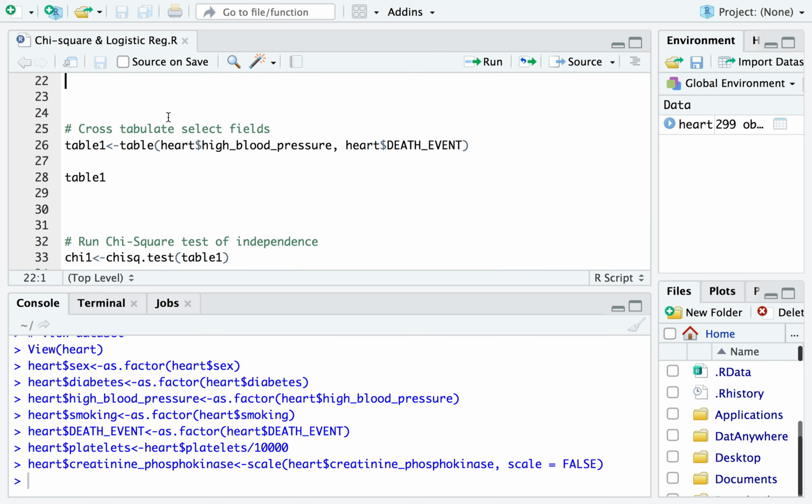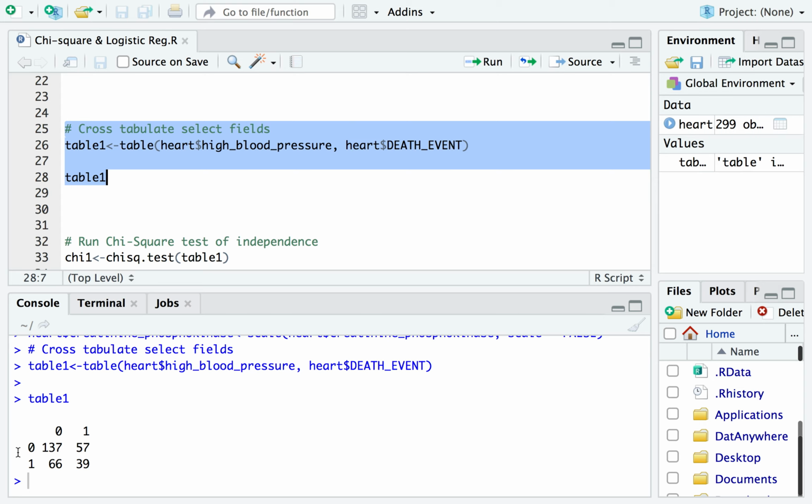So first things first, let's do a quick table. Let's just say we had only two variables, like high blood pressure, whether the patient had high blood pressure, yes or no, and whether the patient died. And let's look at that table. The rows will be the high blood pressure variable, I should have named it, and the columns are the death event.